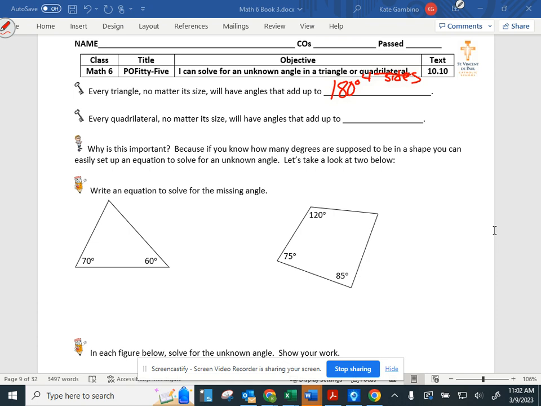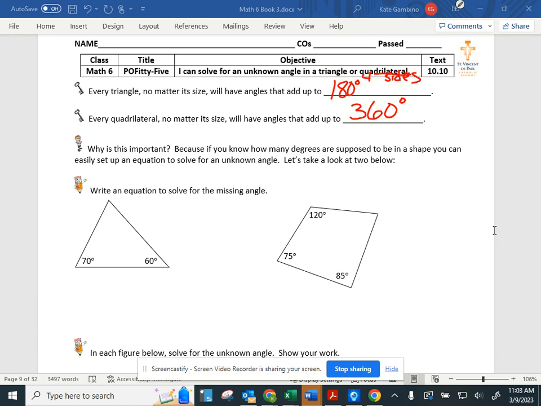Quadrilateral is 4 sides. So if we look at our 4-sided figure, if I cut it in half, what do I have? A triangle. I have 2 triangles. 360. Oh. So if I have 2 triangles, it has to equal 360 degrees. Any quadrilateral, you can cut it in half and end up with 2 triangles. So quadrilaterals will always be 360 degrees. Triangles are 180, quadrilaterals are 360. Because you get 2 triangles.